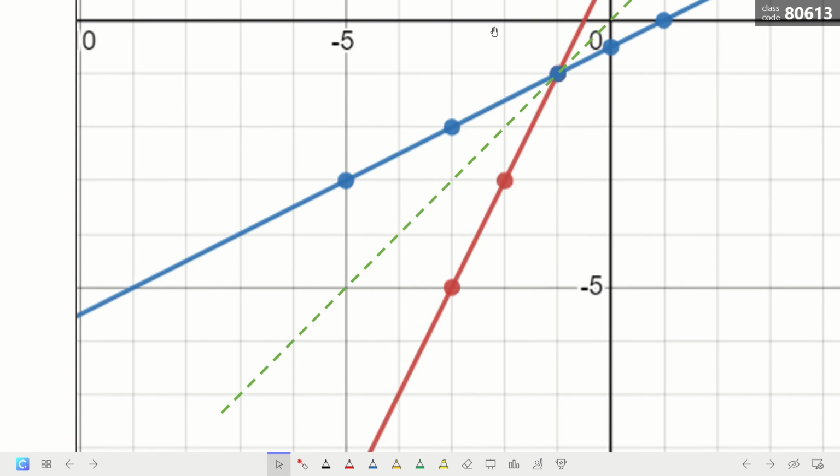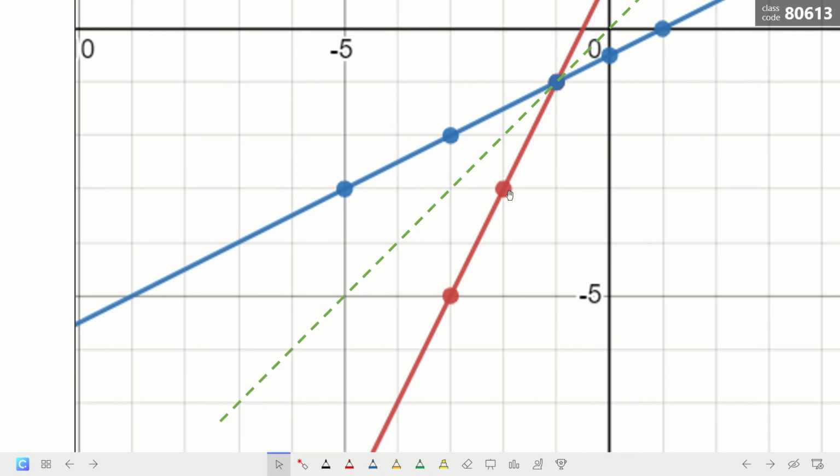So, here, for example, for our original function, from our table of values, the coordinate of this point is (-2, -3). Its reflection, if we interchange the coordinates, becomes (-3, -2). So, negative 1, negative 2, negative 3, negative 2. So, that is its reflection. And that is true to all the points of the line.